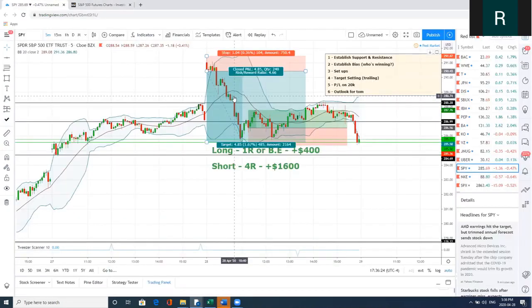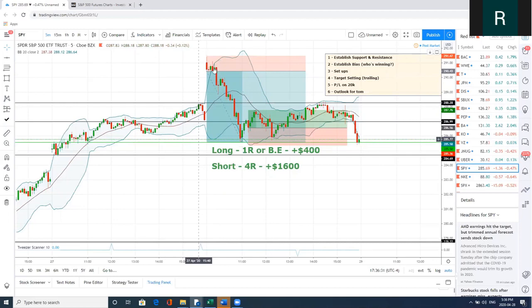So establishing the bias into today, because of where we open being so extended, you would definitely be looking at short opportunities. But at the same time, for long, you really want to be playing long at the support levels that we drop to. You don't want to be going long up here in no man's land. Okay, so what were the actual setups? So let's talk about the short setup.